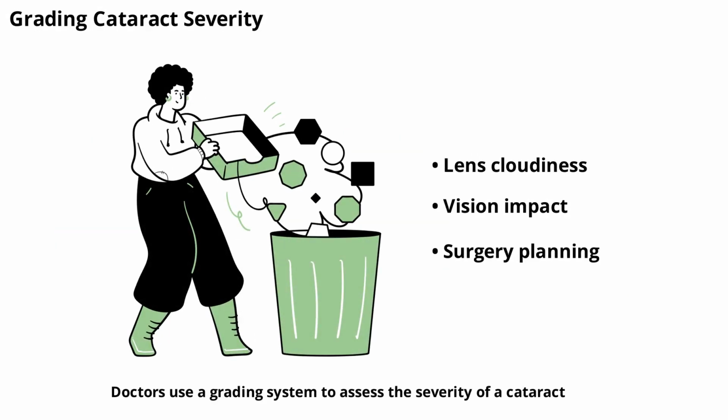Doctors use a grading system to assess the severity of a cataract. This involves evaluating how much the lens is clouded and how much it affects your vision. The grading helps determine whether surgery is needed and how urgently it should be performed.